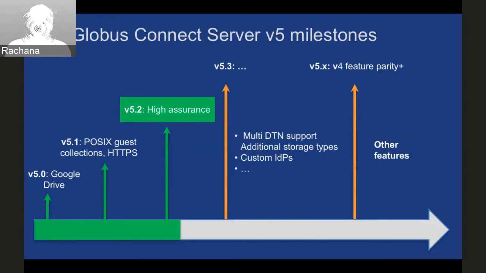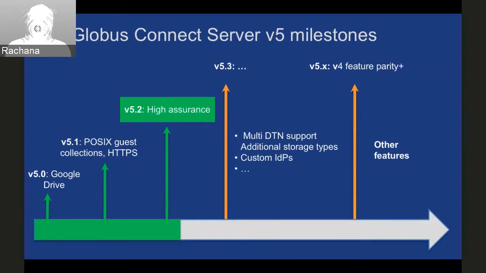So this was motivated by trying to meet some of the newer use cases that we have, cleaner interfaces and separation of interfaces and so on. We've been doing point releases. The first one was support for Google Drive. Then we supported some POSIX collections along with HTTPS. And now 5.2 is support for high assurance. So you would use Globus Connect 5.2 for managing any protected data.